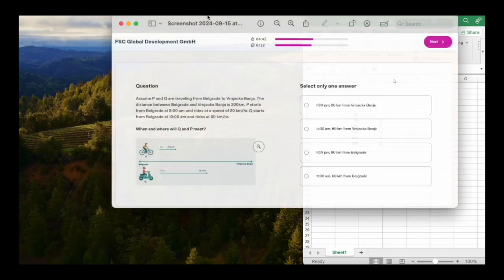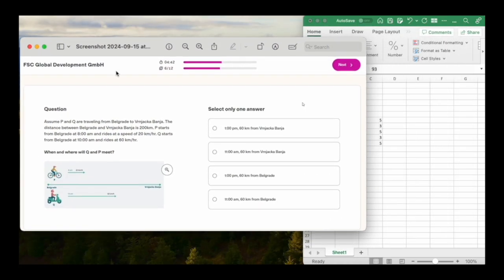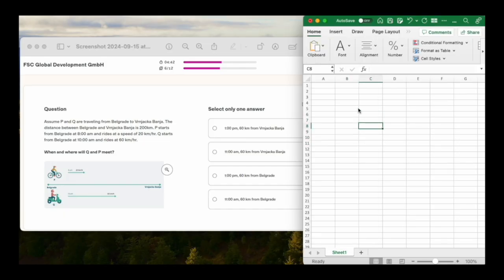Okay, next question. This one has a bit more information. But once you've read it, you will realize that you are required to work out how P and Q travel from Belgrade to Vrnjačka Banja. The earliest one starts at 8, so let's type that in. Then type 9 and 10, and you can also just drag and drop.